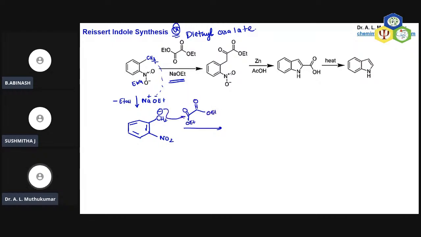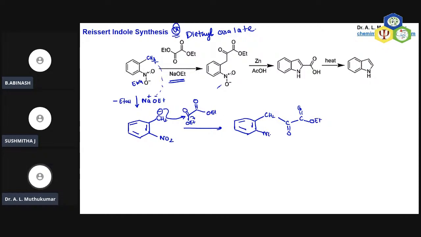So this minus charge will be attacking here. This OEt group will be leaving, leading to the formation of this intermediate. That is why I have given it here. So let me explain the complete mechanism here. So CH2, you have a C double bond O, and a C double bond O, OEt. So that is what I have given here.